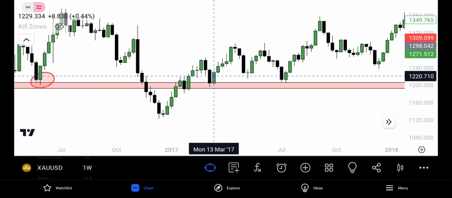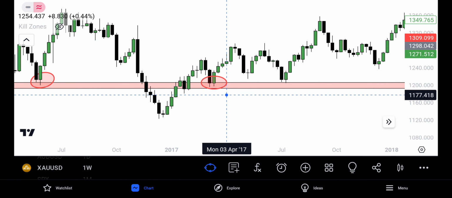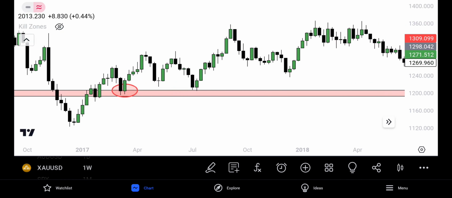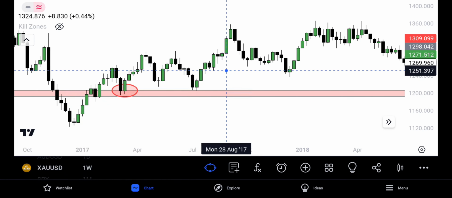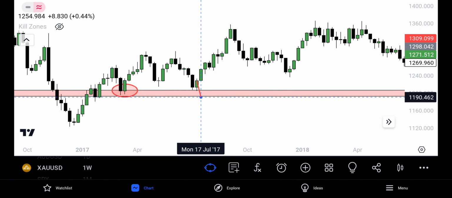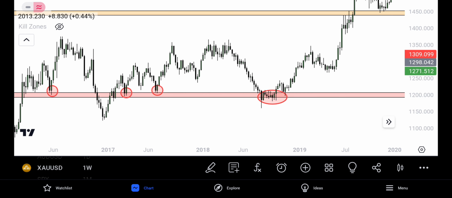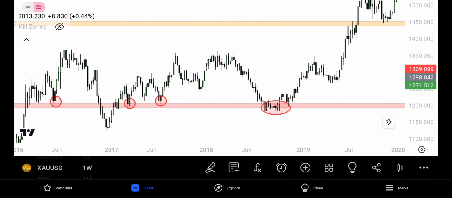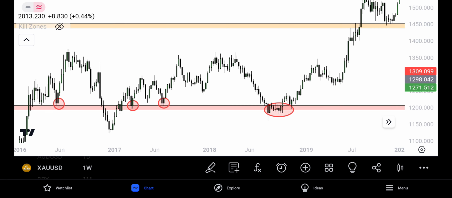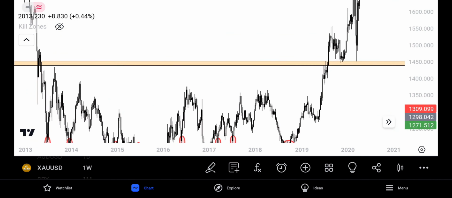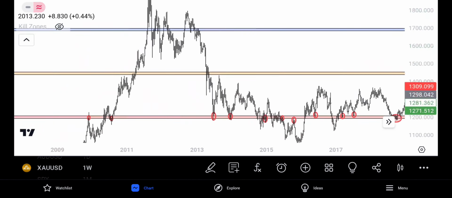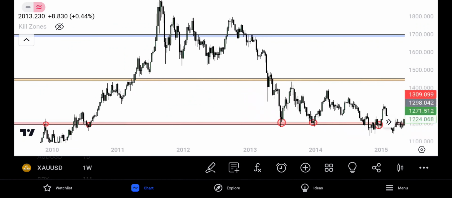So you can see this. What happened here? It tapped and went up. And what happened here? It tapped and went up. So guys, this is just happening on this red zone. Let me show you guys now what's happened on the yellow zone.